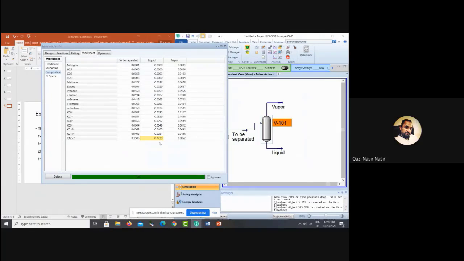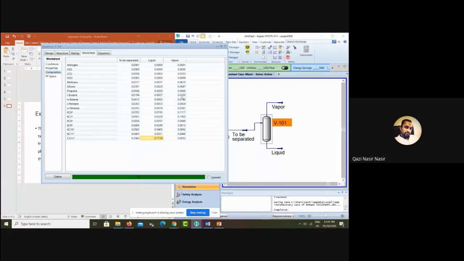Obviously, you still have a remaining amount which did not go here. You can improve this separation if you use a distillation column. In this case, we only use a separator, and the separator doesn't have trays inside. If you don't have any trays inside, there's less mass and heat transfer, and if you have less mass and heat transfer, then the separation is weak. Still, it was able to separate 77% of the C12 fraction in the liquid phase.